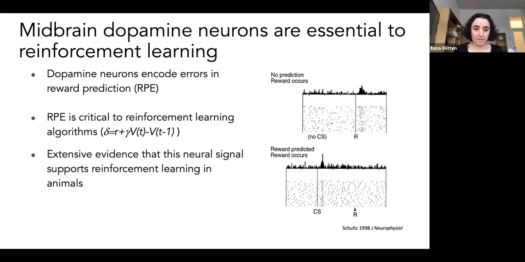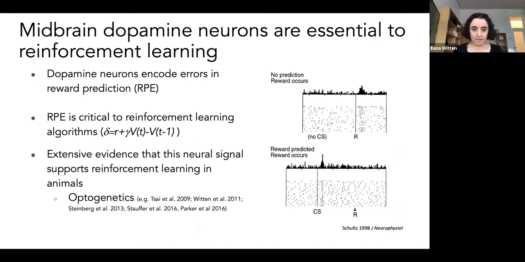And there's really a lot of evidence that this neural signal is being used in the brain for reinforcement learning. This comes from many lines of evidence, including optogenetics, where activation or inhibition of dopamine neurons is necessary or sufficient for reinforcement learning. Animals will repeat an action associated with dopamine stimulation and avoid one when it's associated with the inhibition of those neurons. And furthermore, the dopamine release in downstream targets in the basal ganglia is associated with synaptic plasticity, which is thought to be the neural basis of reinforcement learning.